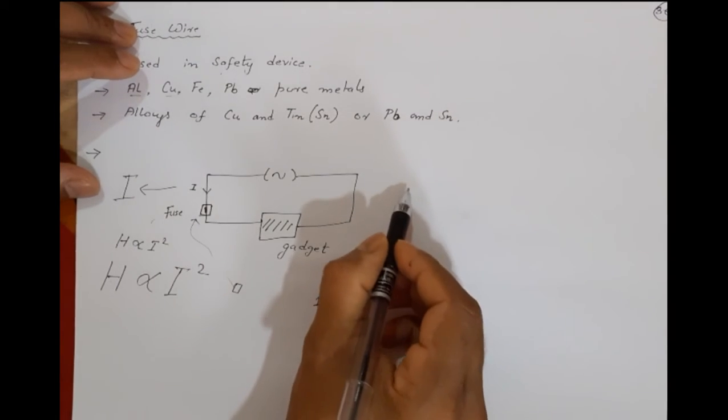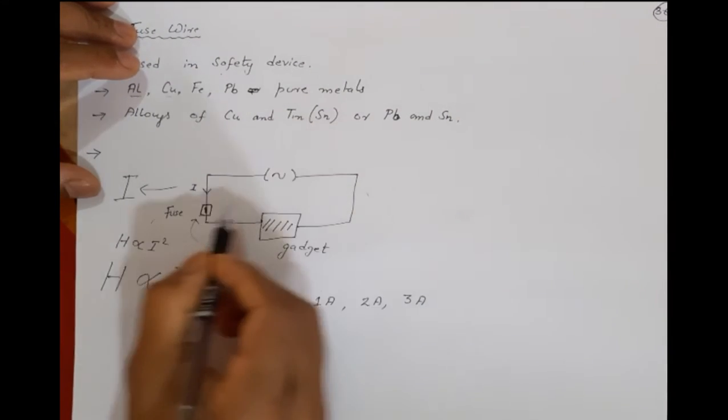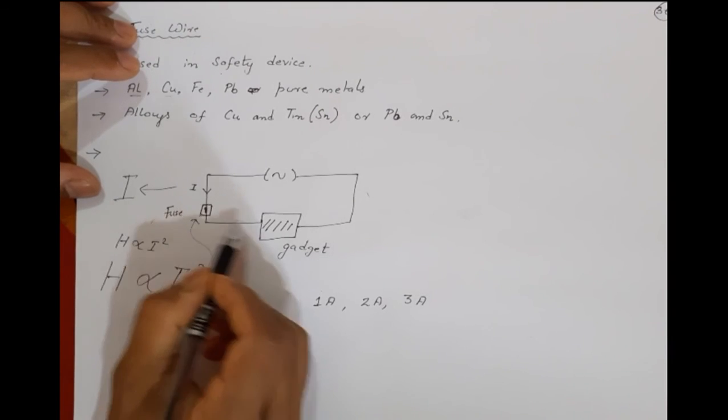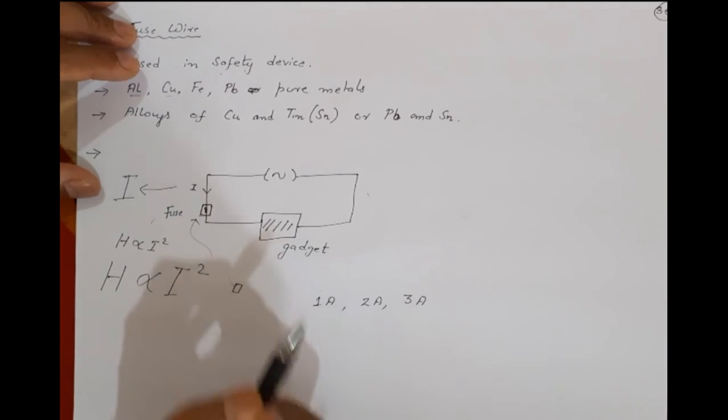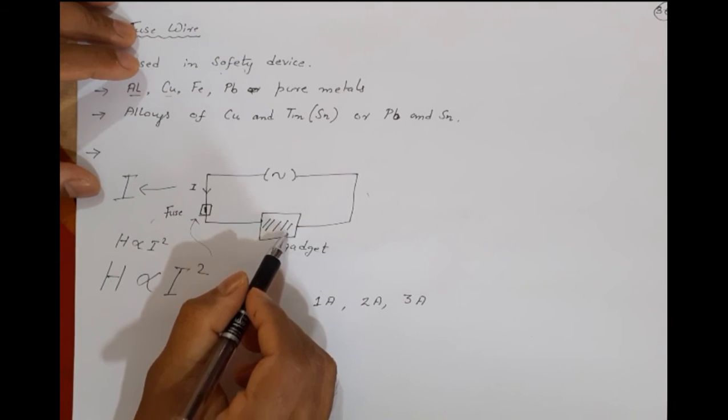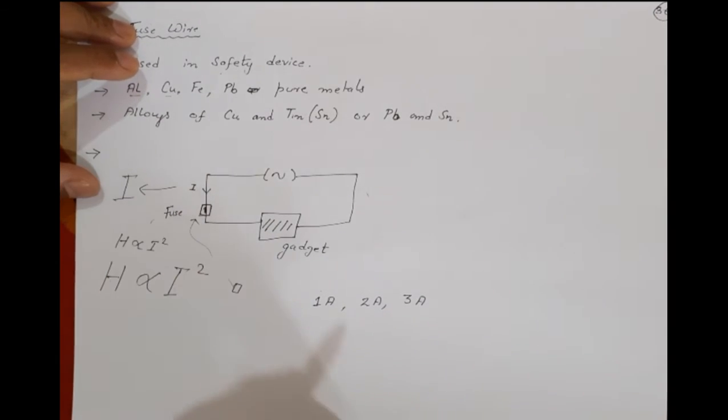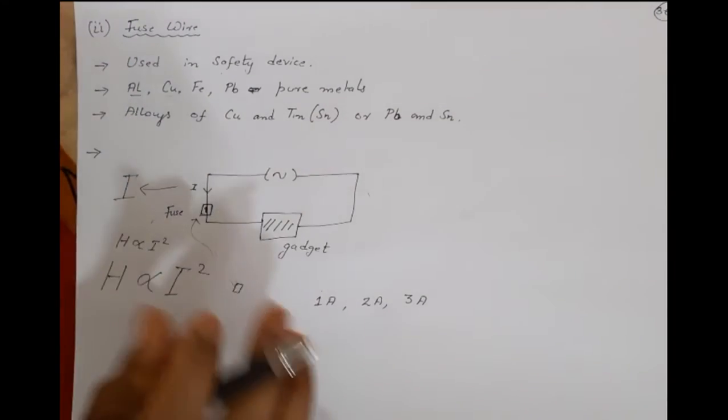It is like having a rope where a very loose connection is kept, so the current does not reach the gadget. Before reaching there, it will stop, and the fuse will break down. This is how the fuse works.